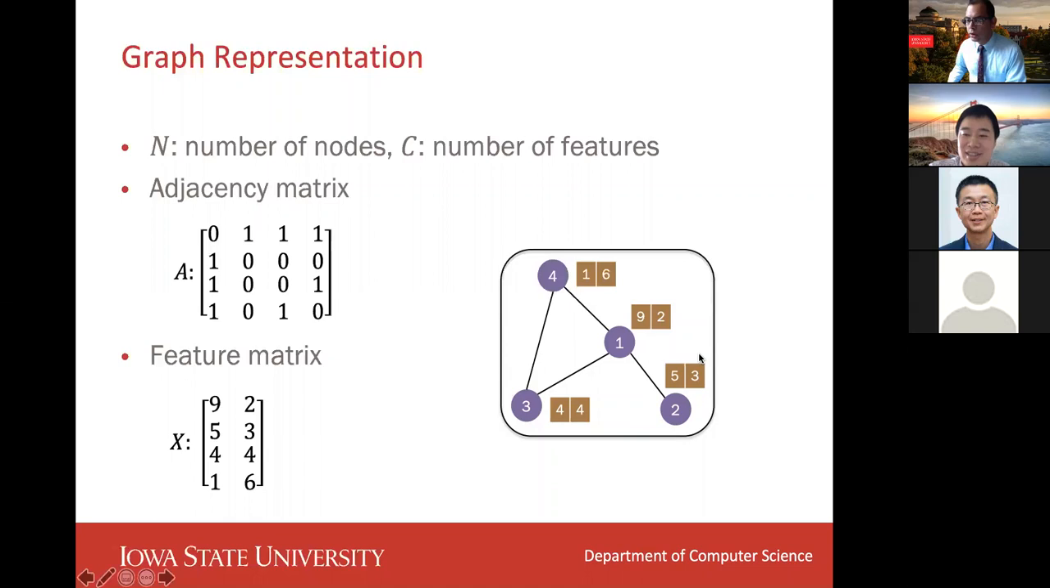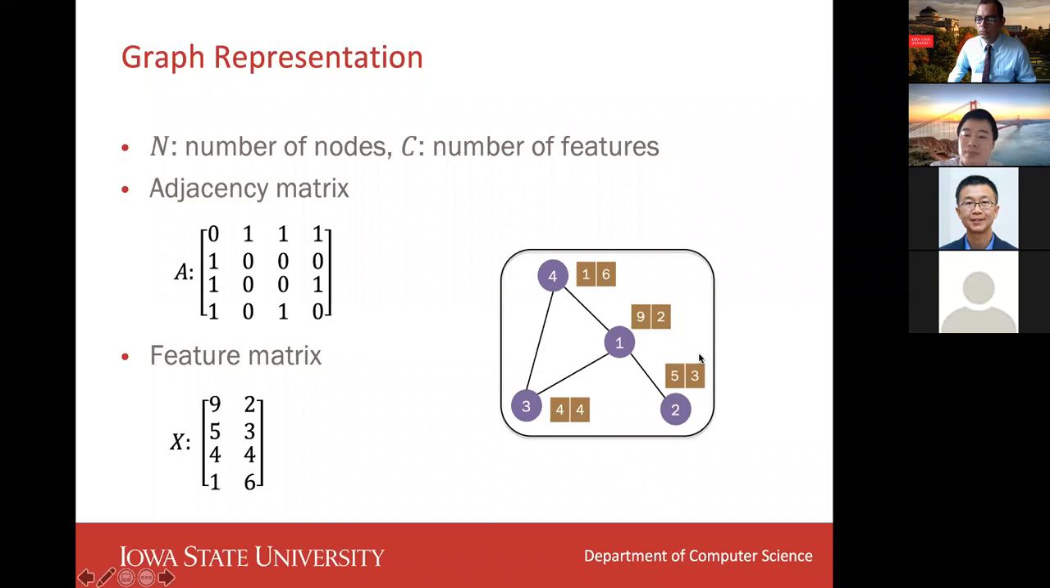The next question is from Jason, who asks, how do these methods work when edges also have attributes? In this presentation, I mainly focus on the node features. But if you have edge features, there are mainly two ways to do that. The first one is that you can propagate the edge features to the node features. For example, each edge has two ending nodes, and you can concatenate the edge features to the node features of the two ending nodes. This is the first way.